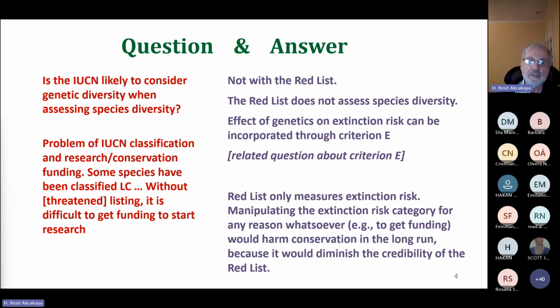Manipulating the extinction risk category for any purpose whatsoever, either to get funding or because you think listing at a higher risk will help the species, or any other speculation about the effects of listing itself, is not allowed, because that would harm the conservation of the species in the long term, because it will diminish the credibility of the Red List. Red List does one thing and it does it very well. If you want to do other things, then you have to find other ways of doing it. So the only thing Red List does is assessing extinction risk. If you want Red List to do other things, you will be disappointed.